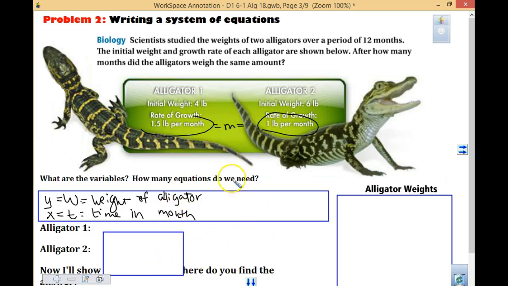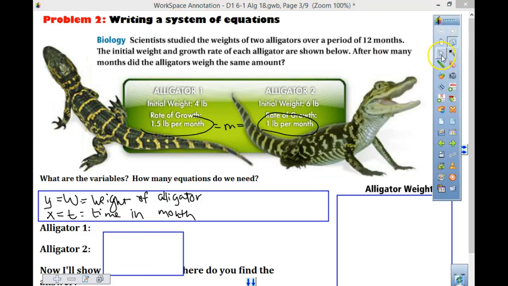So we want to look at alligator 1 and alligator 2, and we want to write an equation. We know alligator 1, if you are looking at this. What do we know about alligator 1? Their weight started where? At 4.